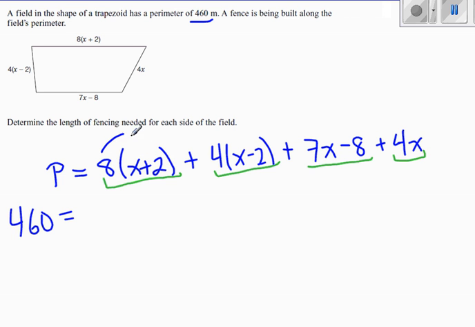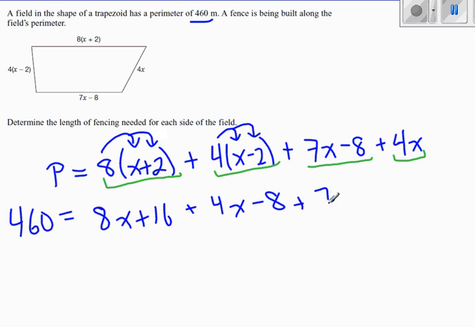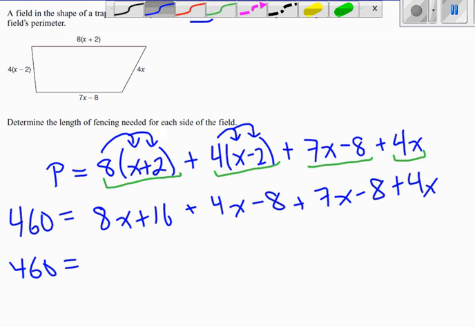So for example, I'm going to multiply 8 times the bracket, so 8x plus 16. And I'm going to multiply 4 times this bracket, so 4x minus 8. And then plus 7x minus 8 plus 4x. So there weren't any other brackets. So I've done that part of the expansion. So now I don't have any other multiplying to worry about. I'm going to start collecting like terms.